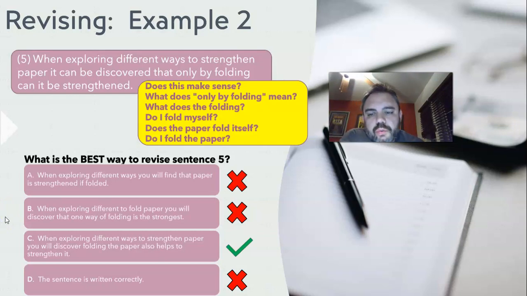When exploring different ways to strengthen paper, you will discover folding the paper also helps to strengthen it. Well, this is a fantastic way to revise the sentence because it answers one of the many questions I had. Who does the folding? Do I fold the paper? Well, it says right here, folding the paper. Okay, not folding yourself. The paper's not going to fold itself. So this is a very well written sentence, and this is the best way to revise the sentence.